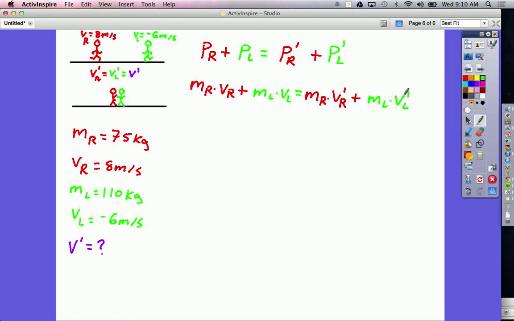So I'm going to simplify my equation a little bit on the right side, since I know the velocity of the running back and the velocity of the linebacker after the collision are going to be the same. So my left side of the equation remains unchanged. I have mass of the running back times velocity of the running back plus mass of the linebacker times velocity of the linebacker. But on the right side, instead of velocity of the running back and velocity of the linebacker, both prime, we know they're the same thing. So I'm just going to change that to the generic v prime.